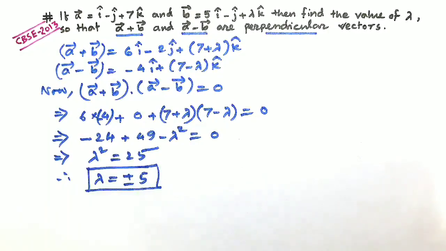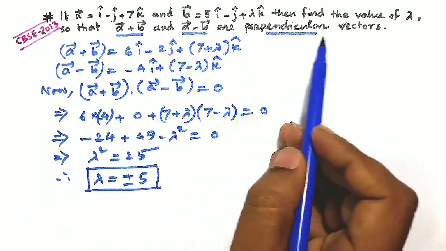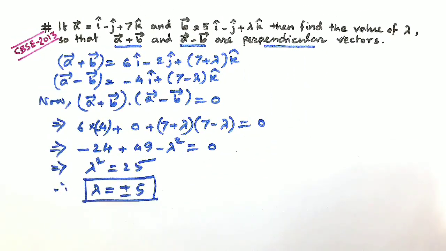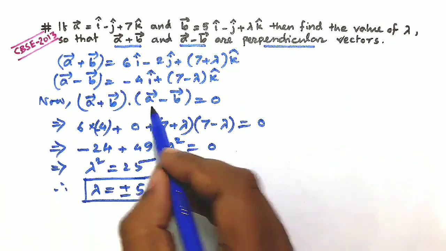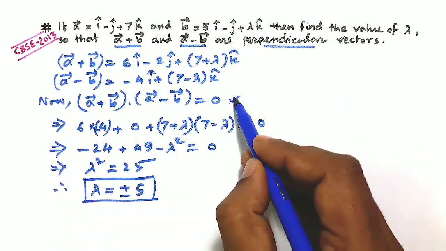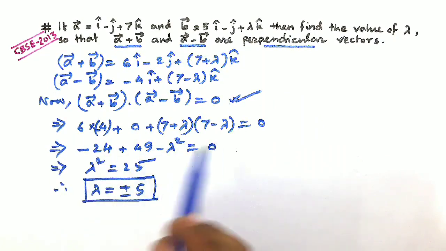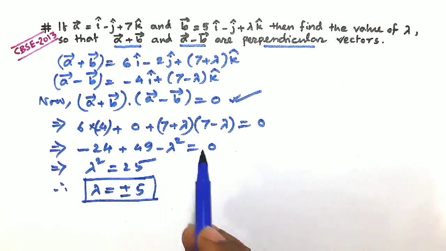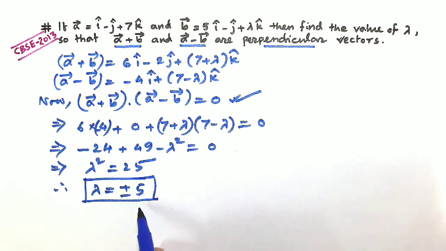So friends, since these two vectors are perpendicular to each other, we have taken the dot product of these two given vectors equal to 0. From this we have just a simple calculation. We got lambda square is equal to 25. Finally lambda is equal to plus minus 5.